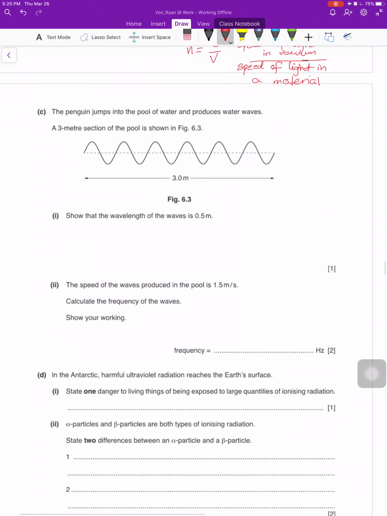Now the penguin jumps into the pool of water and produces water waves. A 3-meter section of the pool is shown. Show that the wavelength of the wave is 0.5. Now take note that looking at this, it is a transverse wave.